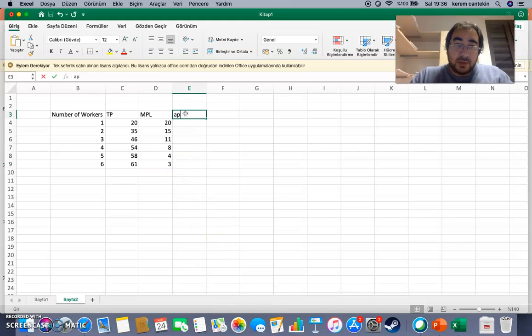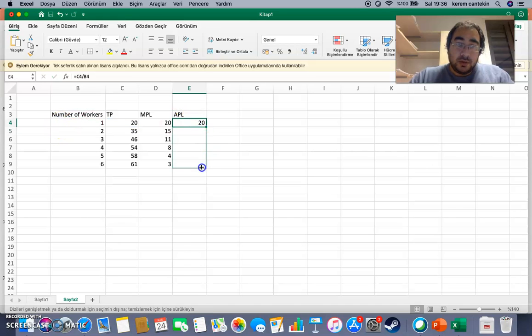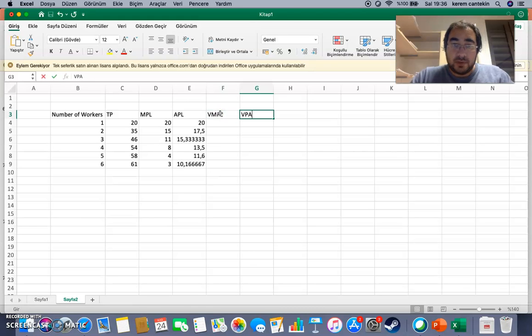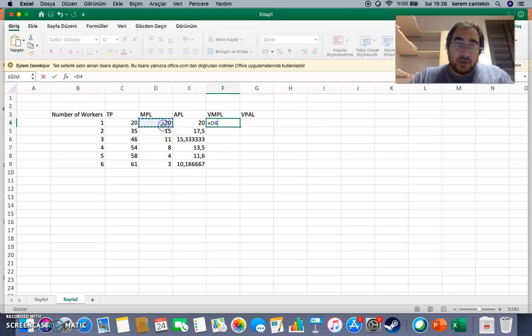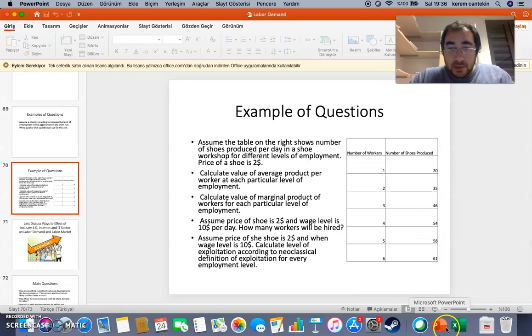Average product of labor is, I just divide the total product by the number of workers. So value of marginal product of labor and value of average product of labor is the case when I multiply the quantity with, what was the price? $2.